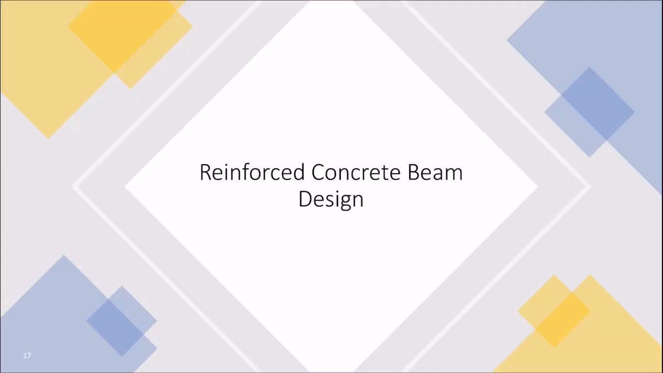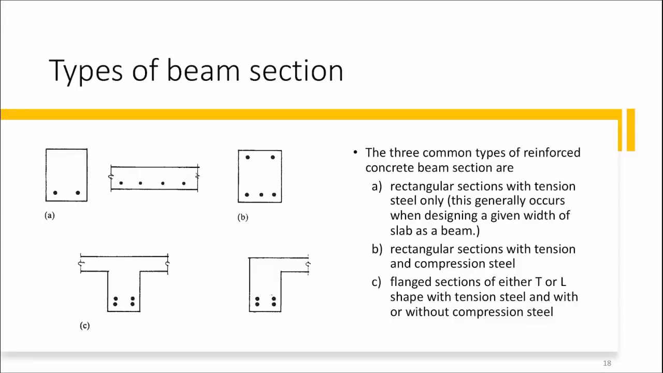Now we look at the reinforced concrete beam design. Types of beam section. Three common types of reinforced concrete beam section are: the first one is rectangular section with tension steel only. This is the first one. This is the cross section view. Maksudnya, you potong reinforced concrete beam tu, you will get this kind of view. This generally occurs when designing a given width of slab as a beam.